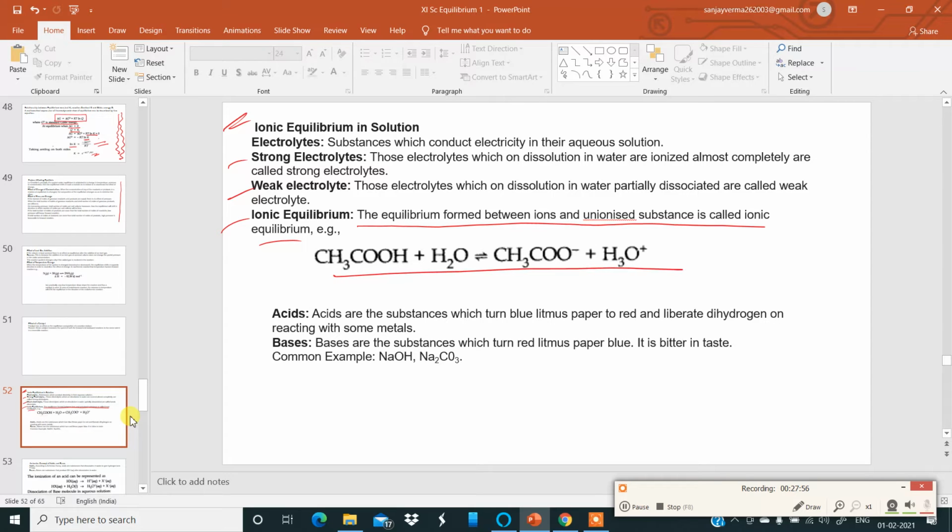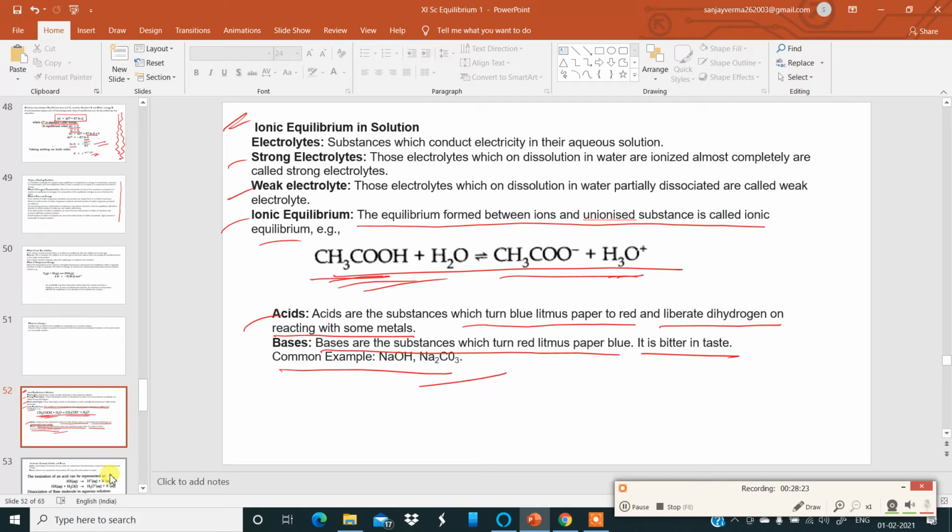Have a look at this. It's a weak electrolyte. In aqueous solution, it dissociates partially into ions, acetate ions and hydronium ions. There's an equilibrium between the ions and the undissociated molecules. Now, acids are the substances which turn blue litmus paper red and liberate dihydrogen gas on reacting with some metals. Bases are the substances which turn red litmus blue. It is bitter in taste. Common examples are over here.